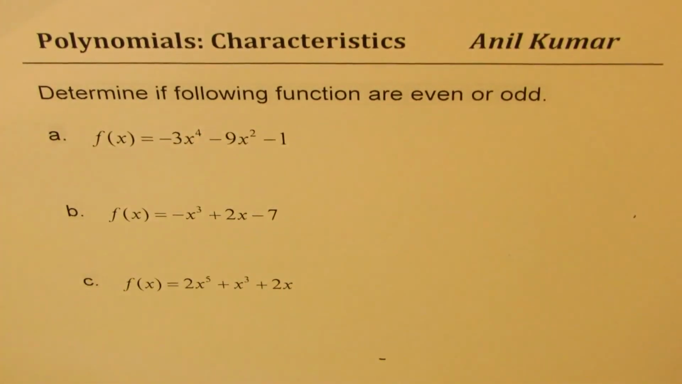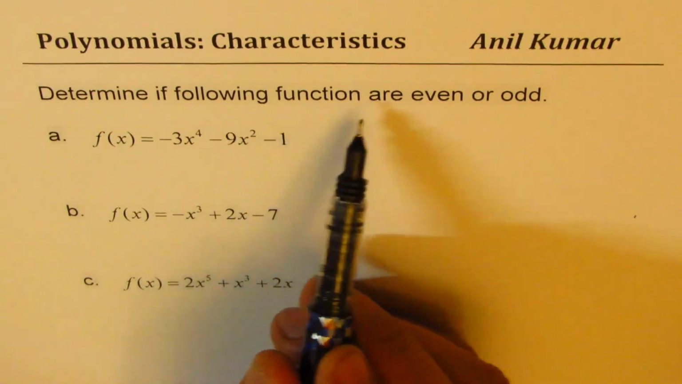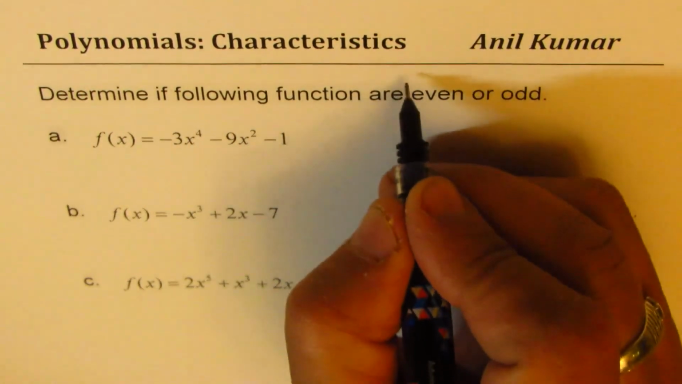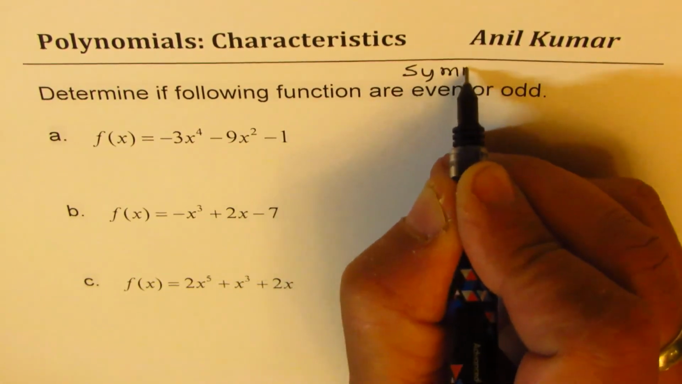Now here is a very important concept. We'll now talk about even and odd symmetry. So the question here is, determine if the following functions are even or odd. We're talking about symmetry of function, right? Not degree.